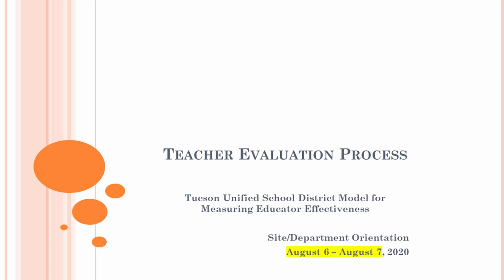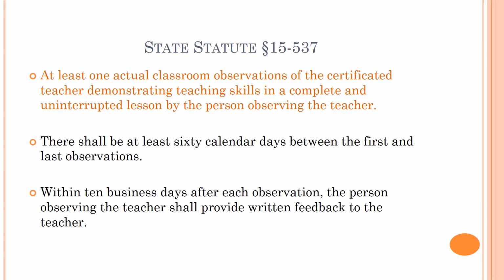Let's take a moment to review what we know about the teacher evaluation process. The objectives of the Teacher Performance Evaluation System are to improve instruction and maintain instructional strength. The measure of a teacher's performance is rooted in the classroom observation. The criterion of classroom observations are outlined in State Statute 15-537. A teacher will be observed at least once a school year. Observations encompass a complete, uninterrupted lesson.